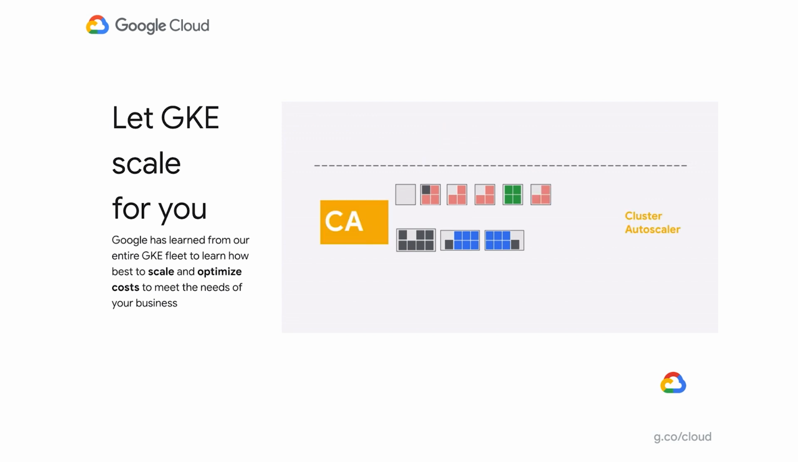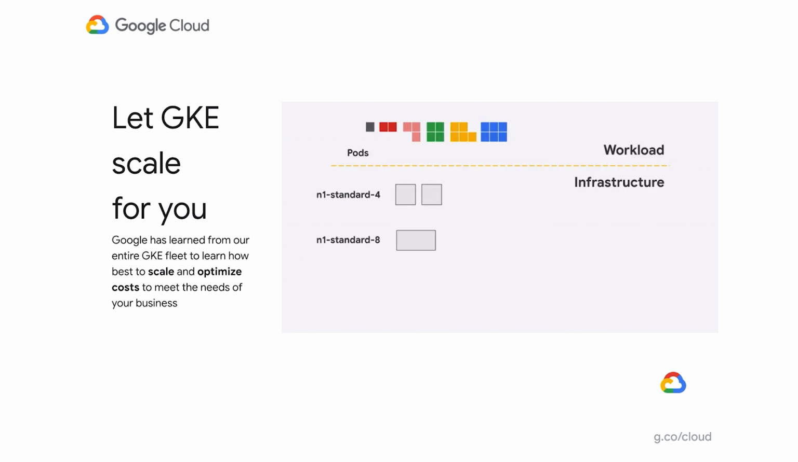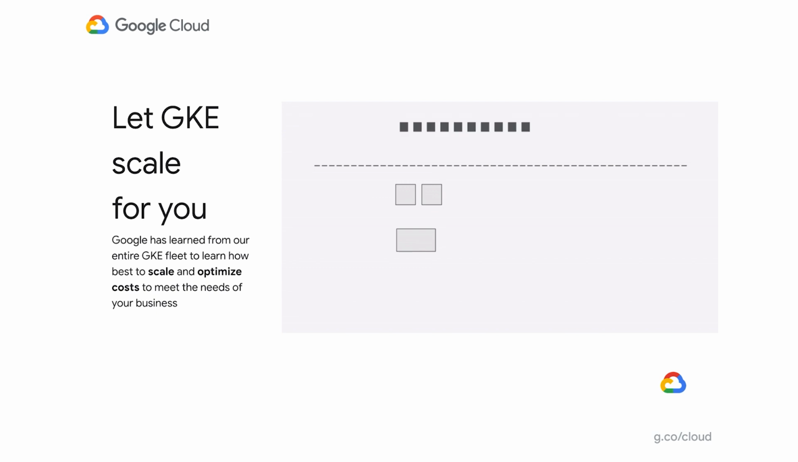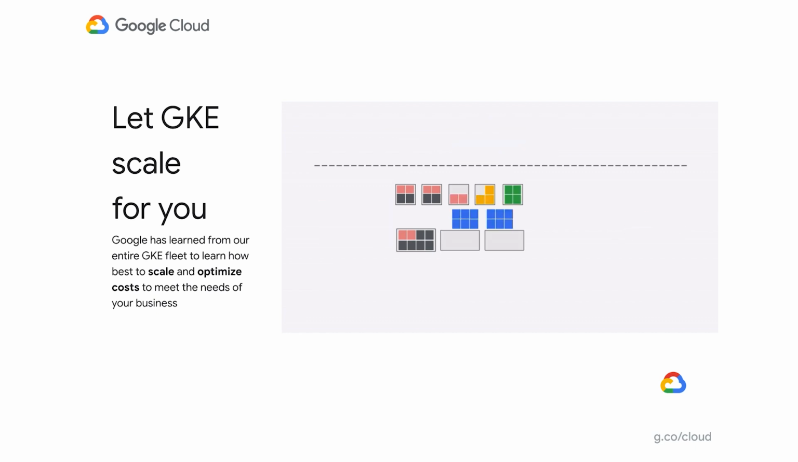GKE allows you to automatically scale infrastructure, supporting horizontal node auto-scaling, as well as dynamically scale your workloads, supporting both horizontal pod auto-scaling as well as vertical pod auto-scaling, making sure that your workloads run efficiently and can meet high-scale demands.